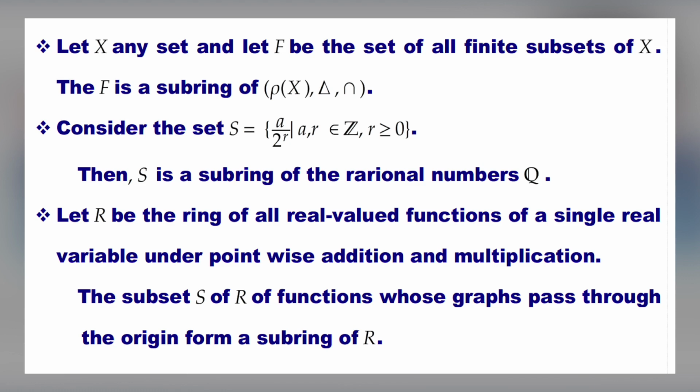Consider the set S equal to the set of all a by 2 power r such that a, r belong to Z and r is greater than or equal to 0. Then S is a subring of the rational numbers Q. Let R be the ring of all real valued functions of a single real variable under pointwise addition and multiplication. The subset S of R of functions whose graphs pass through the origin forms a subring of R.